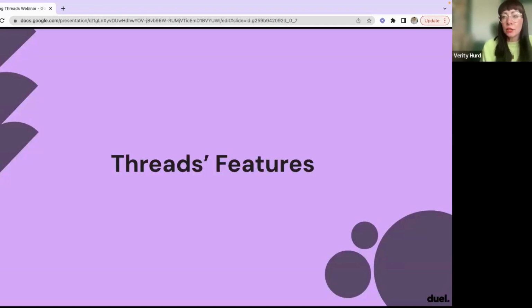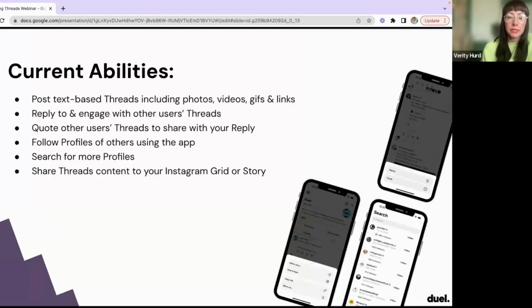So if we were to have a quick look at the current Threads abilities. As we all know, we can post text-based threads, including photos, video, GIFs, and links. When you upload multiple photos, a lot of people have been talking about the aesthetics of that. Obviously, we've got the rounded corners, and if you do have multiple pictures, they seamlessly flow through from one to the other, and it looks really, really nice. You can reply to and engage with other users' threads. You can quote other users' threads to share with your reply. You can follow profiles of other users in the app, and obviously you can search for more profiles.